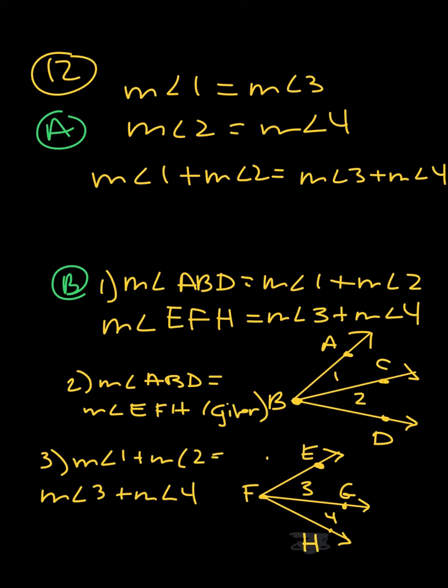Two other commonly confused topics in the beginning of a geometry course are two algebra properties. We have the addition property and the substitution property, which often get confused. So let's look at number 12. We looked at this example earlier in our video today.